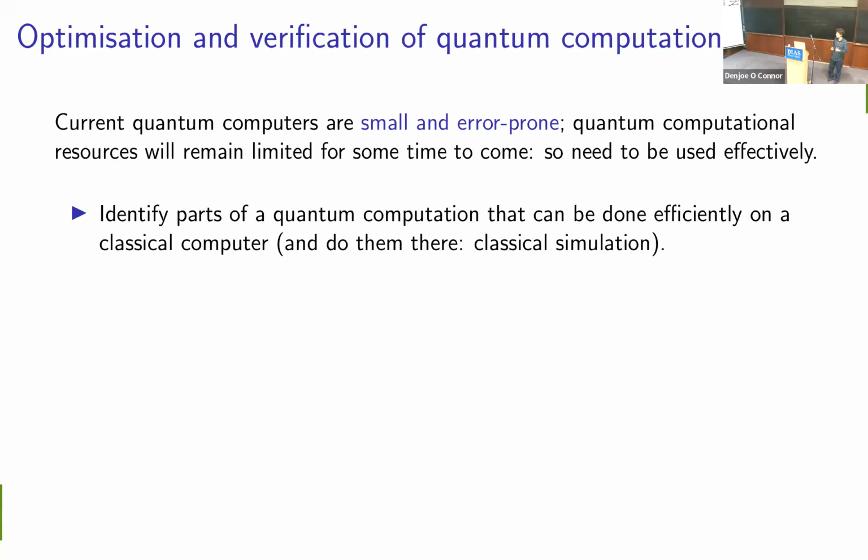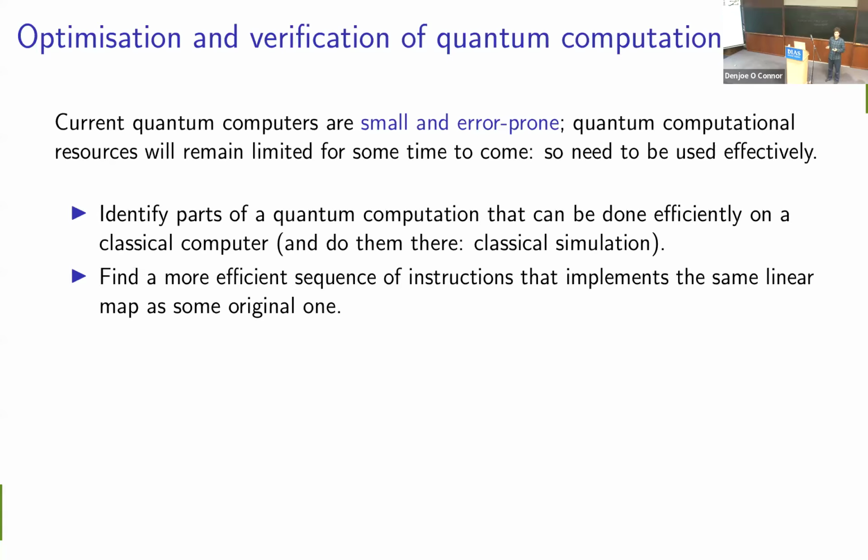And so one approach here is that we can identify parts of a quantum computation that we can also do efficiently on a classical computer. And then we figure out how to split the computation so we can do it partly on the quantum computer, partly on the classical computer. Another approach is this thing that I talked about earlier with optimization, that we find a more efficient sequence of instructions that implements the same computation as our original one. But again, we can't generally hope to find the best sequence of instructions, but we have some very good heuristics that in many cases do give us better outcomes than the thing we put in at the beginning.